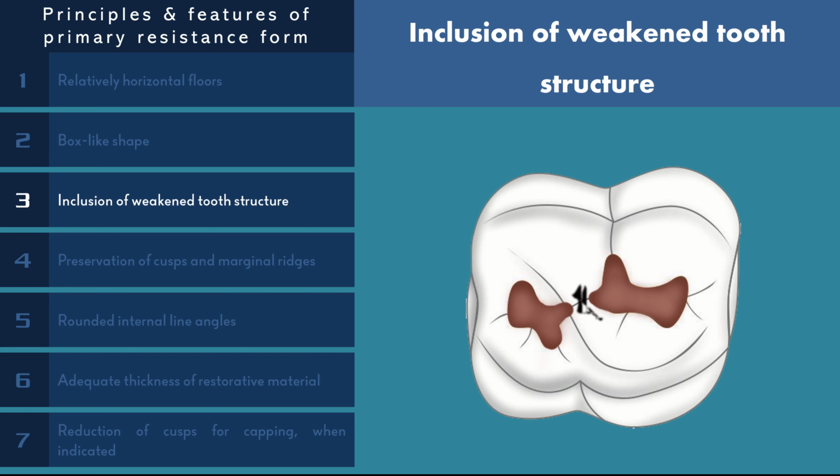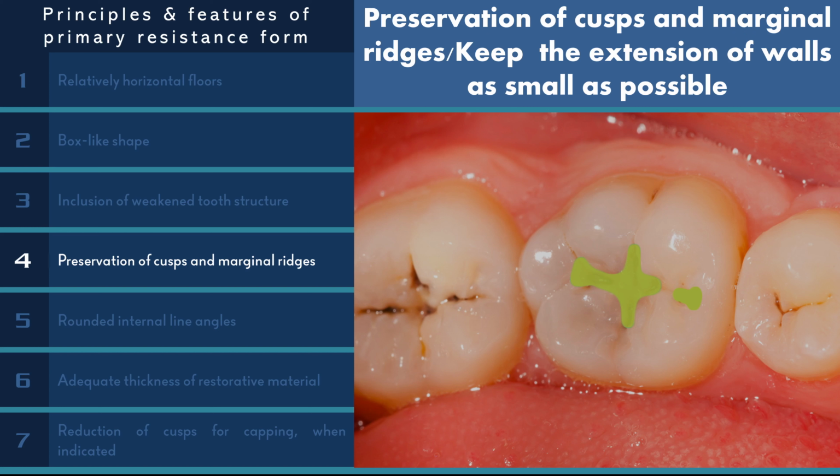The next feature is the preservation of cuspal and marginal ridges. Like we mentioned already in the outline form and initial depth, the preservation of cusps and the marginal ridges should be taken into consideration. The walls of the preparation or the cavity width should be kept as small as possible. So an optimal width of the tooth preparation has to be maintained so that the restoration will be stronger. At the same time, the tooth will also be strong.